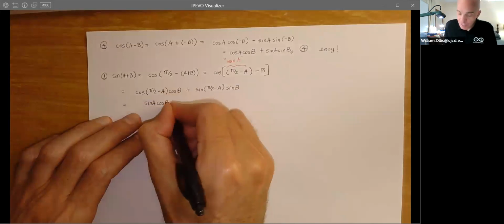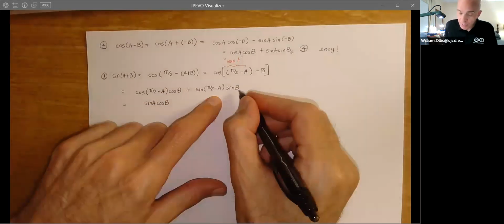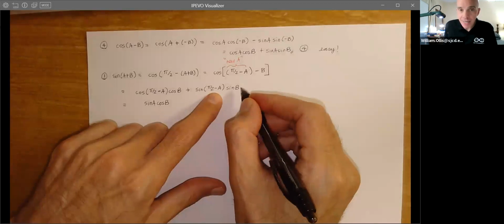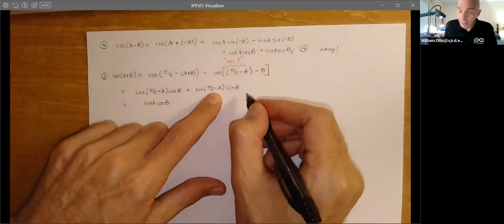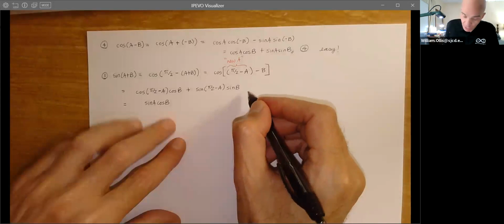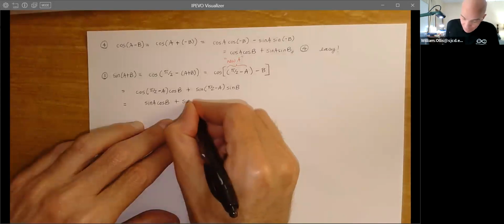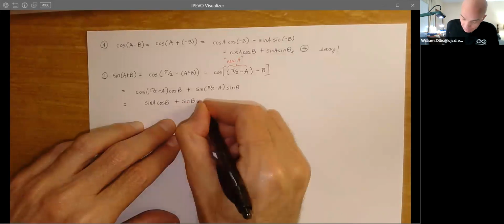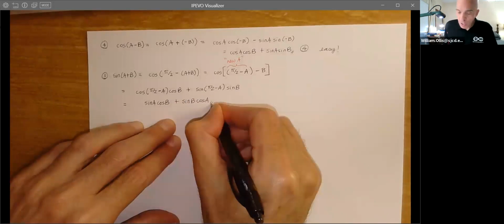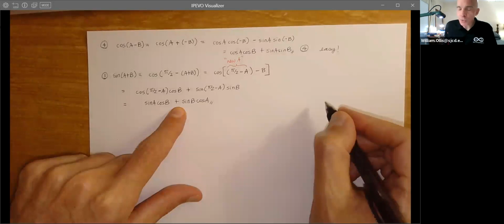And now we'll do this and we'll reverse these. The sine of pi over 2 minus A is just cosine of A, but we'll do the sine B first since I wrote that one. So let's write this one first and then cosine A, and we're done. So the cofunction identities are easy.